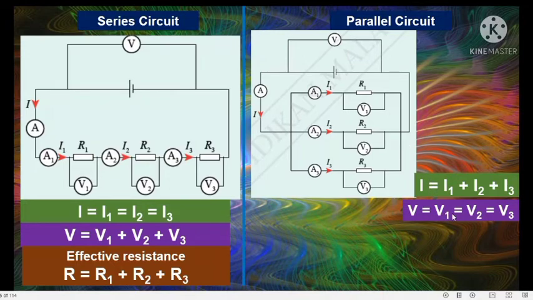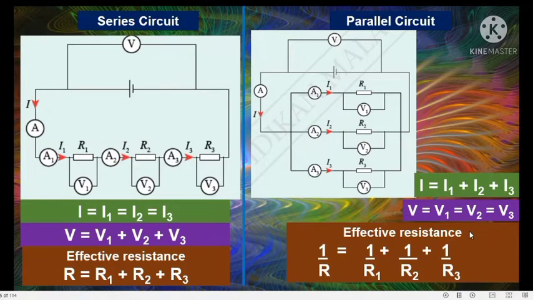So we have V equals V1 equals V2 equals V3. This type of connection, parallel connection, the current is shared by all the resistors and the total voltage is the same for all resistors. How about the total effective resistance? For effective resistance, we need to use this formula to calculate: 1 over R effective equals 1 over R1 plus 1 over R2 plus 1 over R3. Then you need to find the value of R. Okay, so you will get the effective resistance for this type of connection.